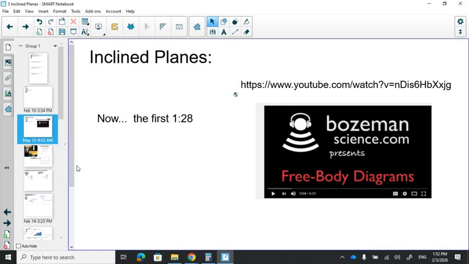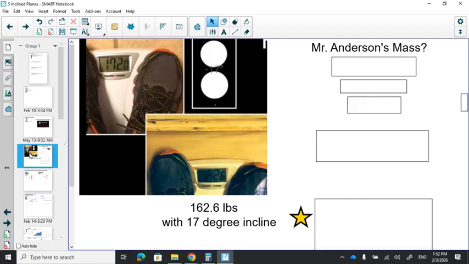So here we go. Here's Mr. Anderson's results here, his 172.0 pounds. And then on the sloped 17-degree incline, 162.6 pounds, with a 17-degree incline estimated by his iPhone. So a couple things we can do as calculations for this. What's Mr. Anderson's mass?